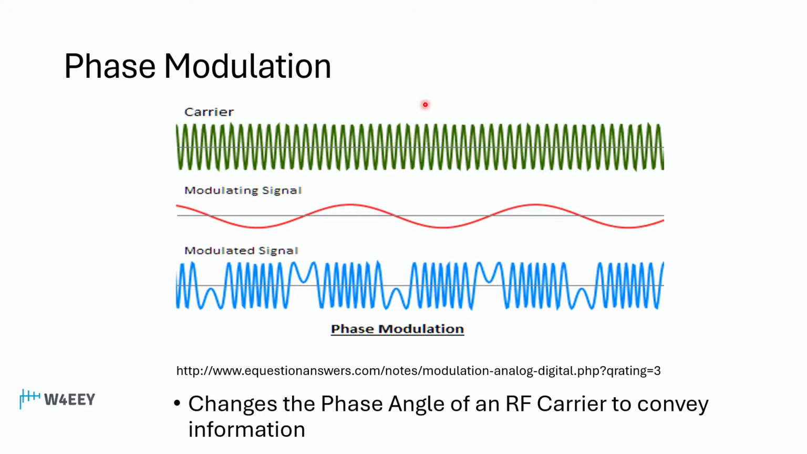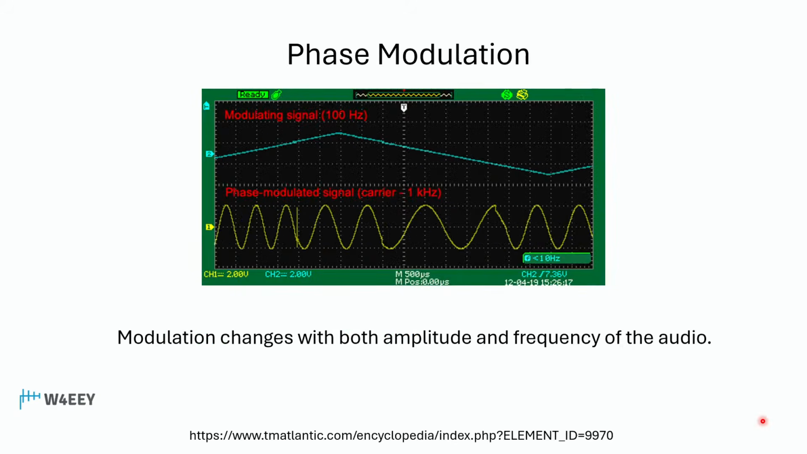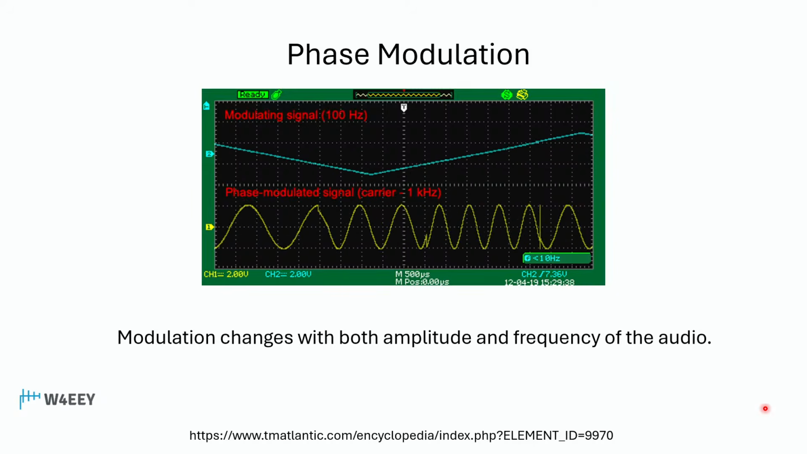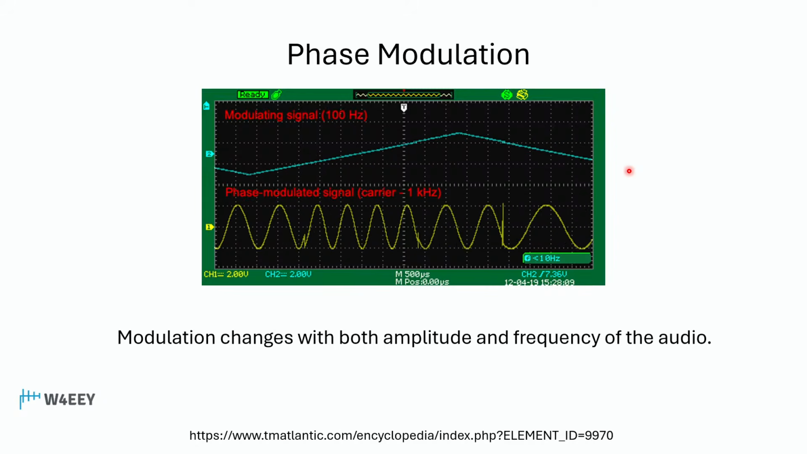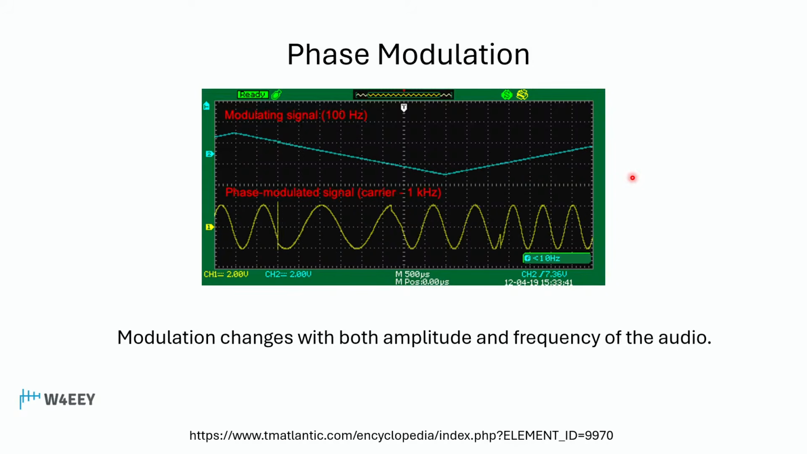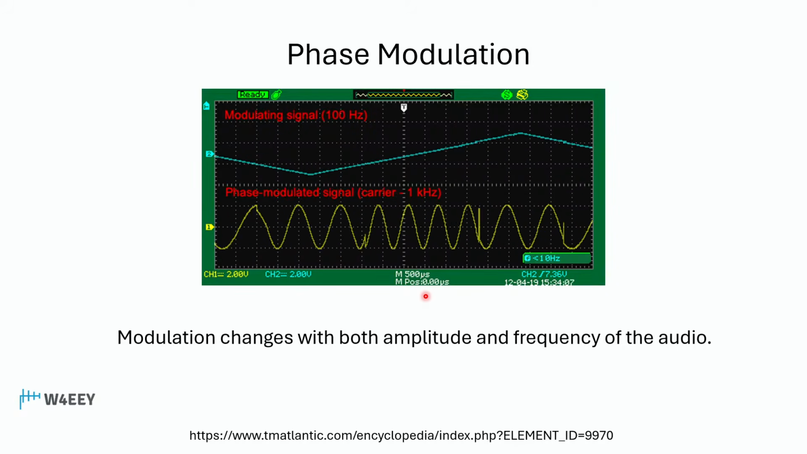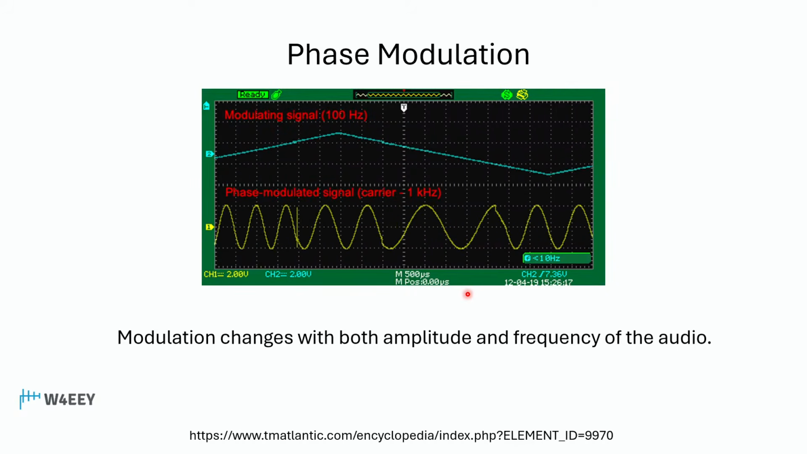Here's the RF carrier up on top. Here's the modulating signal. And this is what the modulated signal might look like, in this case with a sine wave modulation. Here's an animation which shows the modulating signal, in this case a ramp voltage. And you can see that it's kind of changing in frequency. You can see it wider and then narrower.